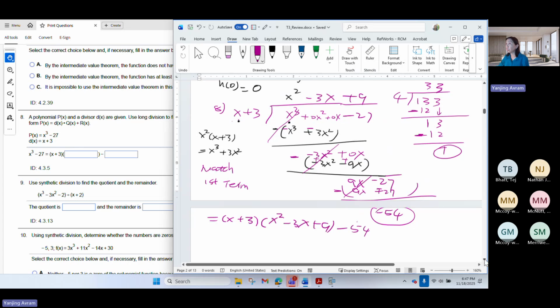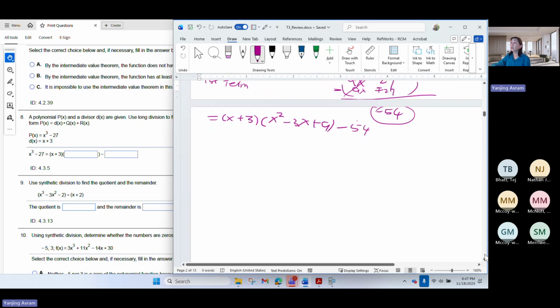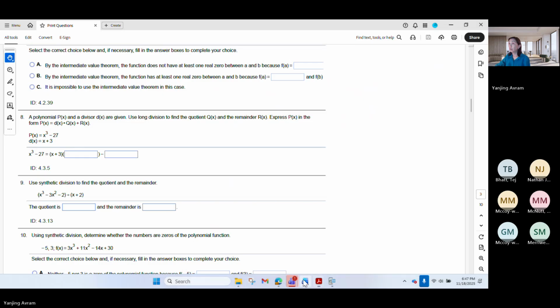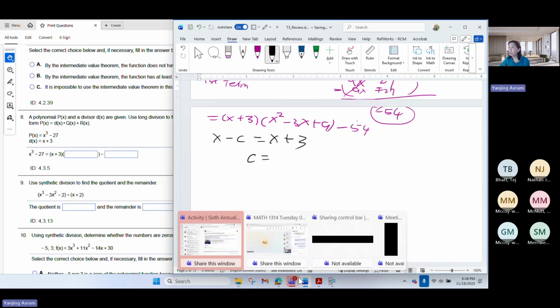Now I'm going to use the synthetic method. So what does the synthetic method mean? You write down the divisor as x minus c, so I will have to solve for c. How much is c here? Is my c positive or negative 3, everyone? Are you still with me? Is c going to be positive or negative? Can you type in the chat?